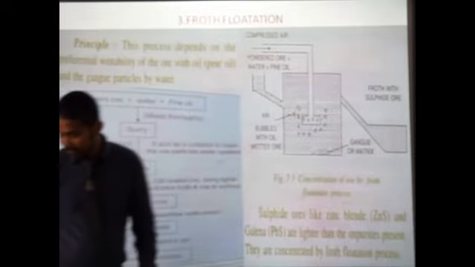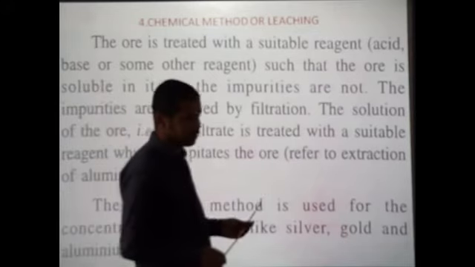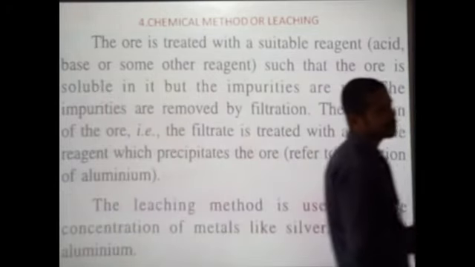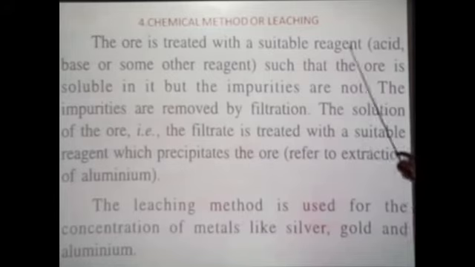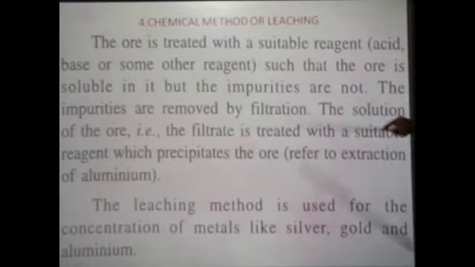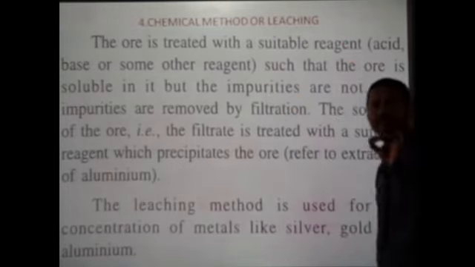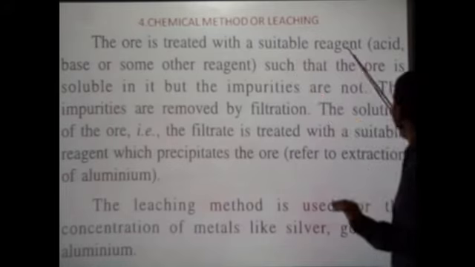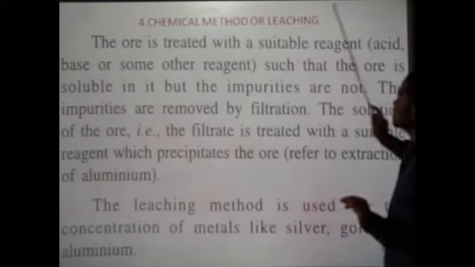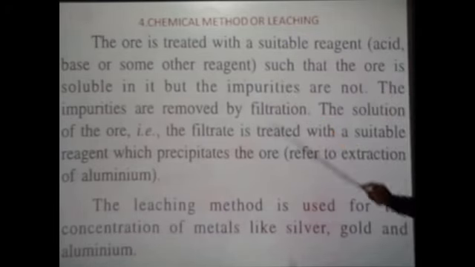Then the fourth process is chemical method or leaching. The fourth process of concentration of ore is chemical method or leaching. The ore is treated with a suitable reagent, acid, base or some other reagent. In this method, the crushed or ground ore is treated with a suitable reagent so that the ore is soluble in it.